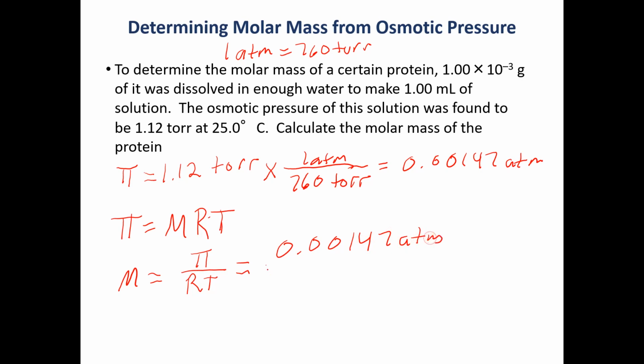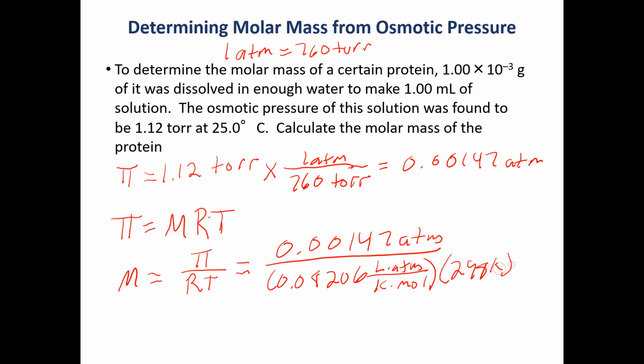0.00147 ATM over 0.08206 and the temperature in Kelvin is 298 Kelvin. So 0.00147 divided by 0.08206 times 298 comes out to 6.03 times 10 to the negative 5th molar.